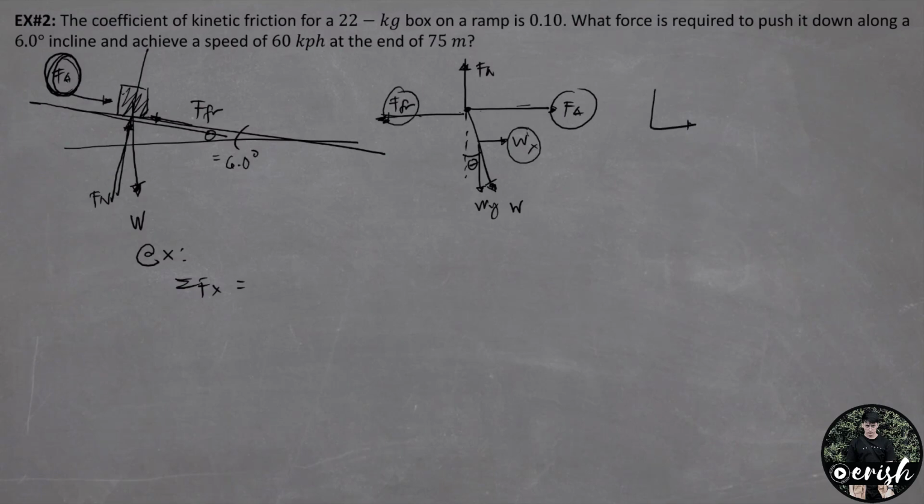So assuming this is the positive sides, upward y and the right x, we have positive force applied plus weight sub x minus force of friction. And by second law of motion at x, this is mass times acceleration at x. Again, hindi natin pwedeng i-zero yung acceleration kasi magkakaroon nga tayo ng motion.